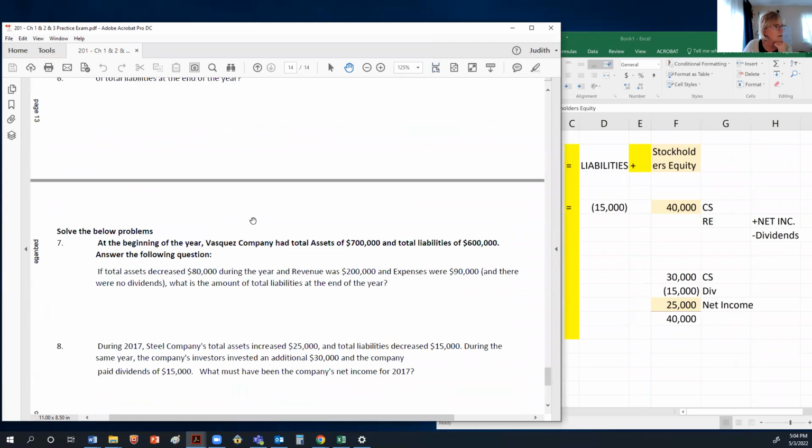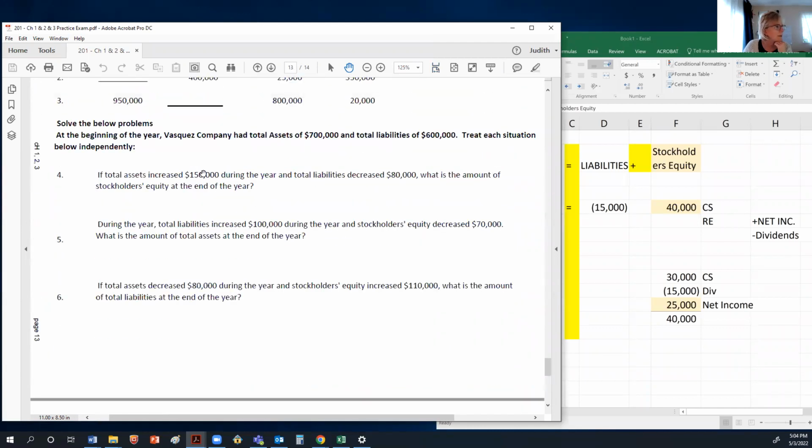So going back up here, if total assets increased 150 and total liabilities decreased 80, what is the ending balance? When you do these problems, you really need to read them really carefully. I would bring a highlighter to the class. Are they asking you for the ending balance? Are they asking you for the activity? Just know the difference between those.